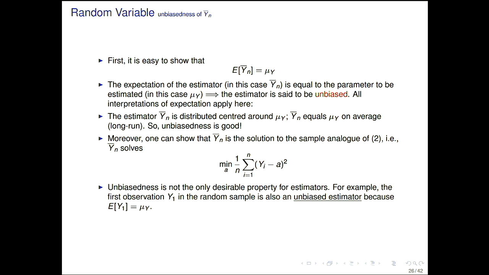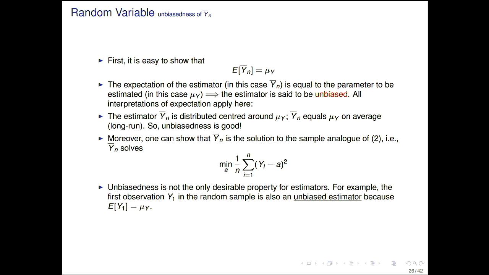What is expectation? Expectation is the central tendency of the distribution. By saying that the estimator has an expectation that is the same as the population mean that we want to know, we are saying that the location of our estimator is centered around the unknown parameter, which is a really good property of the estimator. Because this is expectation, all the properties of expectation apply here as well. This is a central tendency, and the long-run average. So unbiasedness is a very good statistical property of the estimator.